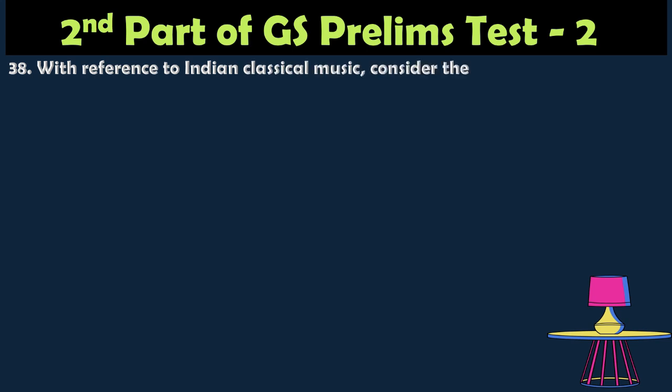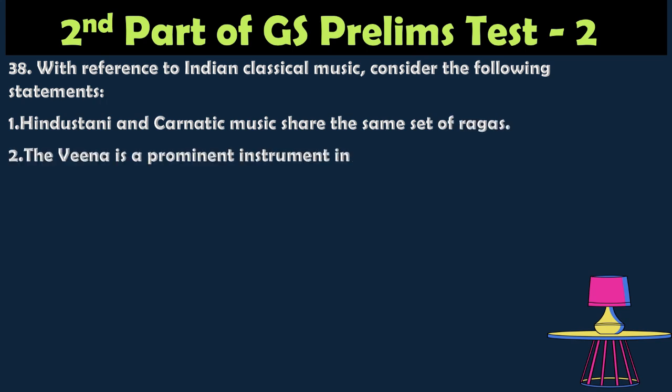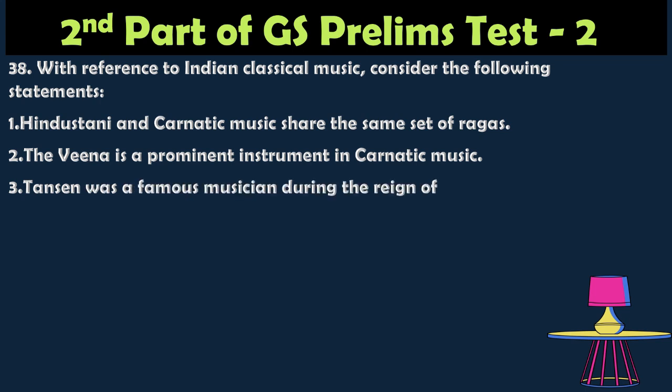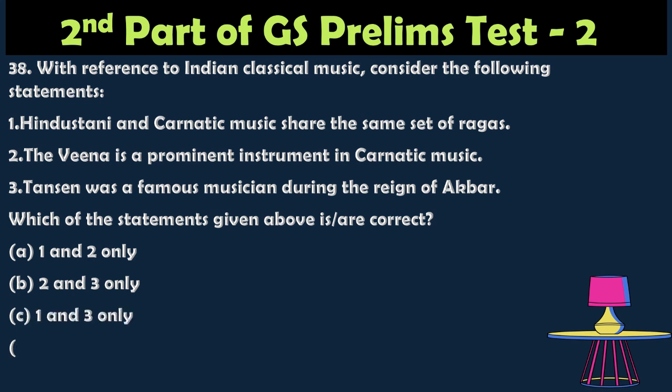38th question. With reference to the Indian classical music, consider the following statements. One, Hindustani and Carnatic music share the same set of ragas. Two, the veena is a prominent instrument in the Carnatic music. Three, Tansen was a famous musician during the reign of Akbar. Which of the statements given above is correct? Option A, 1 and 2 only. Option B, 2 and 3 only. Option C, 1 and 3 only. Option D, 1, 2 and 3 only.